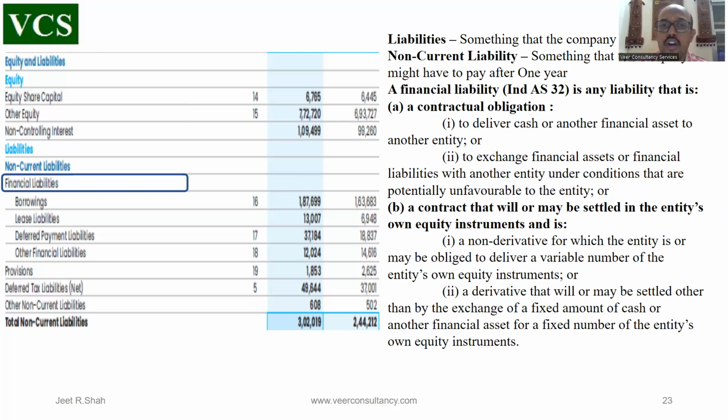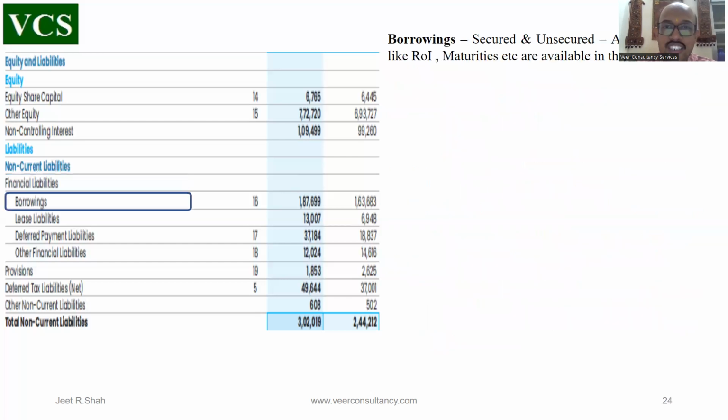Or B, a contract that will or may be settled in the entity's own equity instruments and is a non-derivative for which the entity is or may be obliged to deliver a variable number of its own equity instruments. Or a derivative that will or may be settled other than by exchange of a fixed amount of cash or financial assets for a fixed number of the entity's own equity instruments. This is the definition as per Ind AS 32. Let us understand more about it.